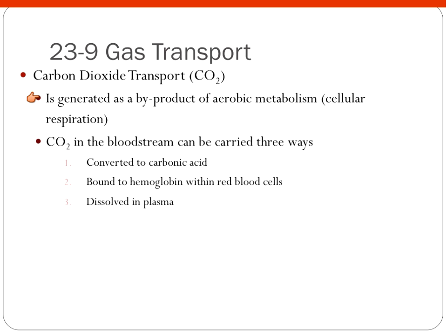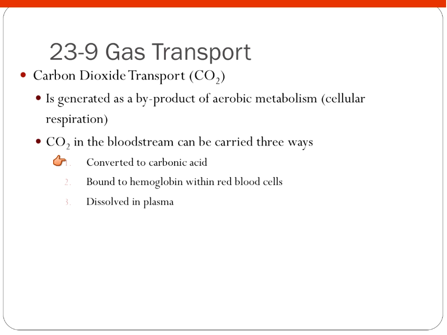We know that we had sugar, C6H12O6, plus oxygen gave you carbon dioxide and water. That water we've already talked about, that hooks up with carbon dioxide and gives you carbonic acid. So we've already talked about the very first way here. But we know that carbon dioxide is a byproduct of cellular respiration, and there are three ways that carbon dioxide can be carried back in your bloodstream.